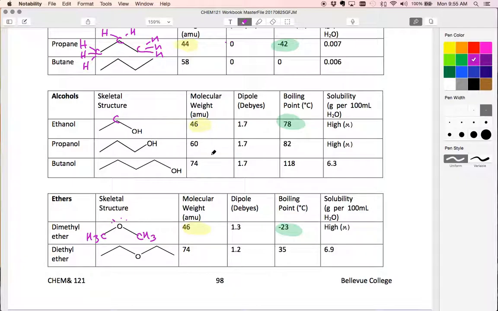This is getting higher, but the water solubility is very high, and then only 6.3. So it appears that the longer this chain gets, the more nonpolar we're getting, not because of the dipole, but because the water solubility indicates that this carbon chain is growing, and even though there's a strong dipole from the OH bond, it's not enough to keep this whole molecule dissolved in water.